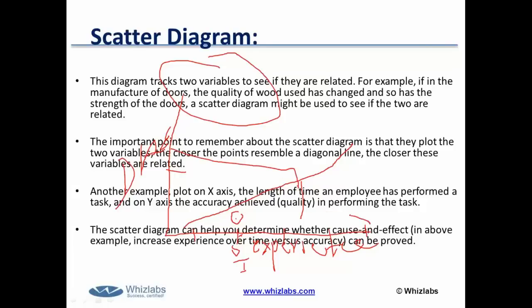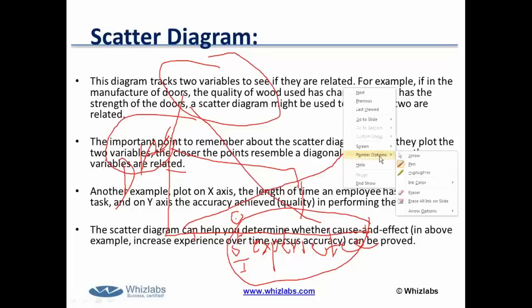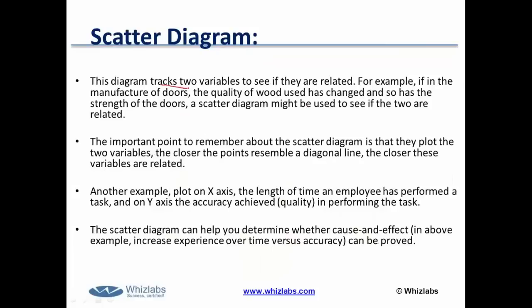So your independent variable is called experience and your dependent variable is called accuracy. As you add more experienced people in your project, your accuracy or on-time performance of your deliverable will be higher. That is called positive correlation, and sometimes it happens on the negative side also. So a scatter diagram is basically a diagram tracking two variables to see if they are related. And I have also covered an example here.